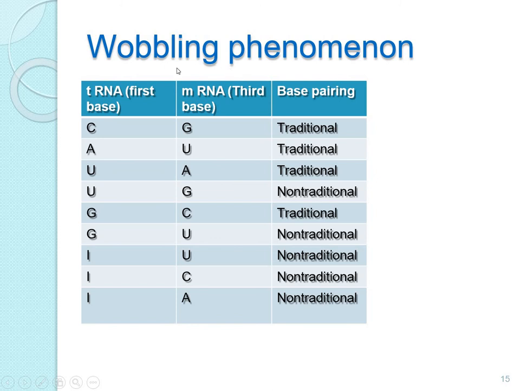Here is an example explaining the wobble phenomenon. This is the tRNA first base and the mRNA third base. CG is traditional, AU traditional, UA traditional; UG non-traditional, GU non-traditional, IU non-traditional. Third position changes are called the wobble phenomenon.